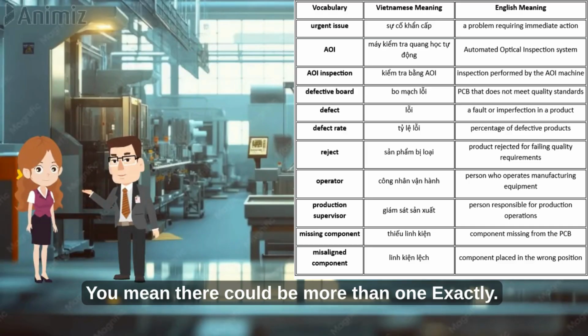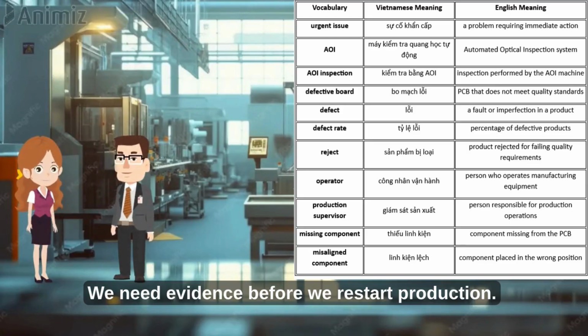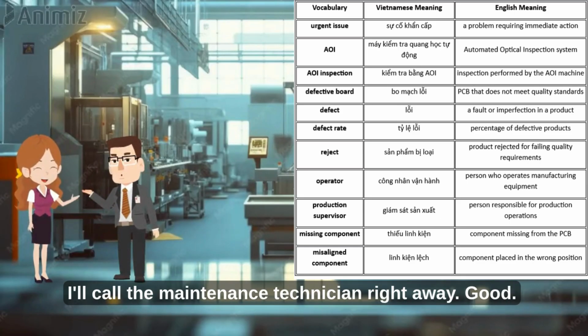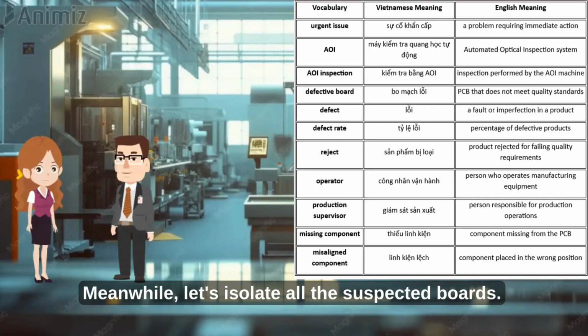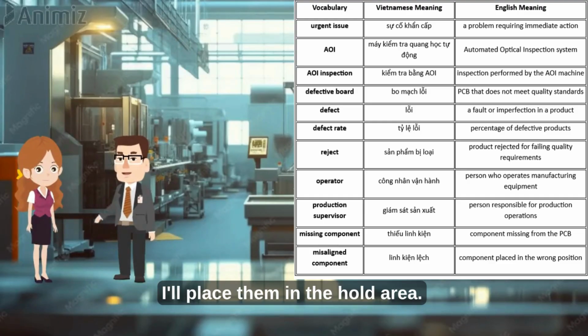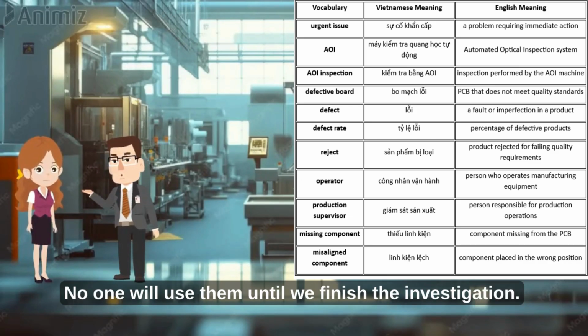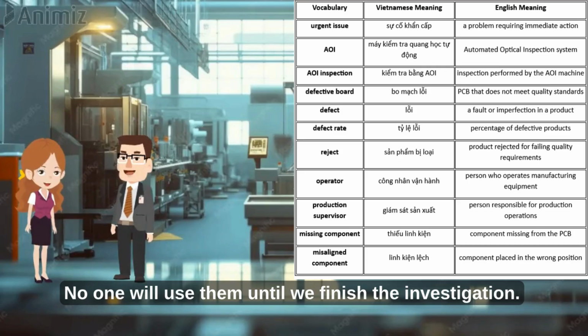You mean there could be more than one root cause? Exactly. We need evidence before we restart production. I'll call the maintenance technician right away. Good. Meanwhile, let's isolate all the suspected boards. I'll place them in the hold area. Make sure every box has a hold tag. Done. No one will use them until we finish the investigation.